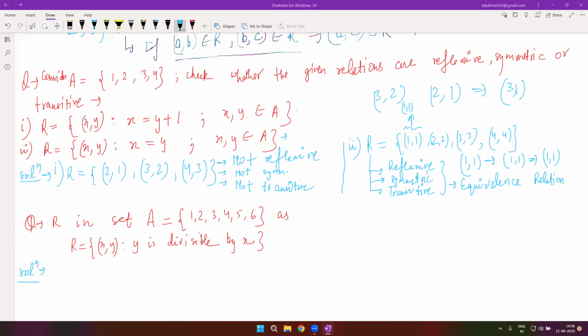What is the relation, first of all? Let's take y = 1. If y is 1, then 1 is divisible by x. You have to find all the values which can divide 1. There's only one value that can divide 1, which is 1.